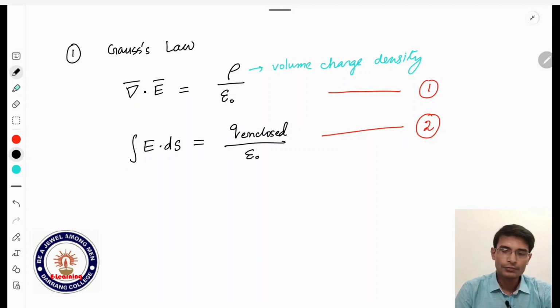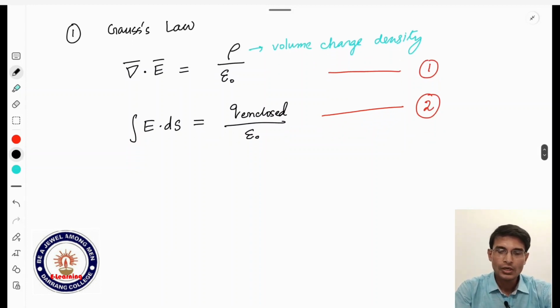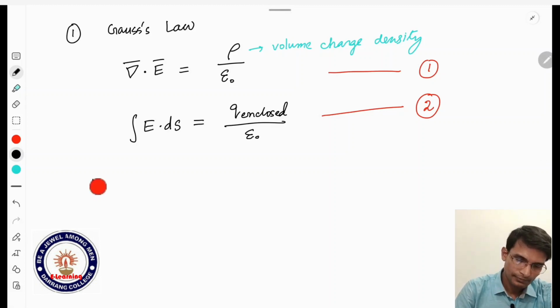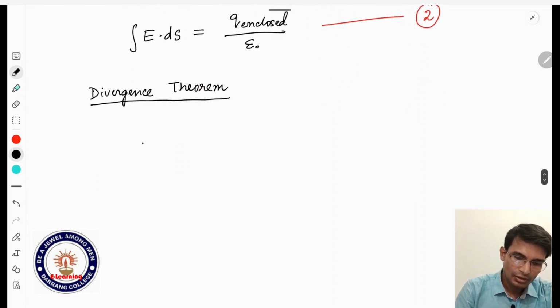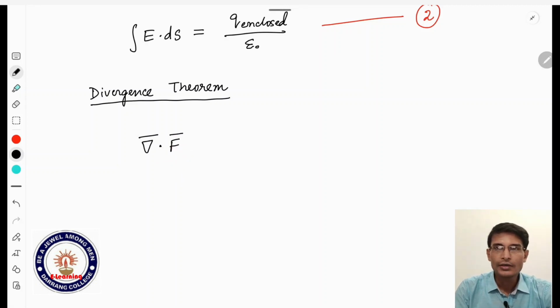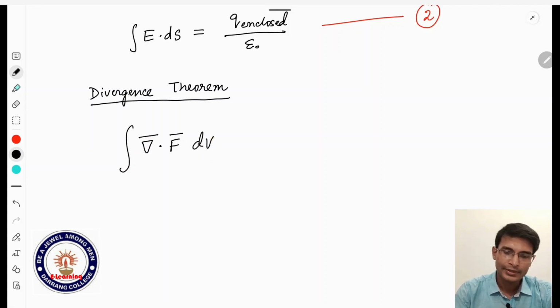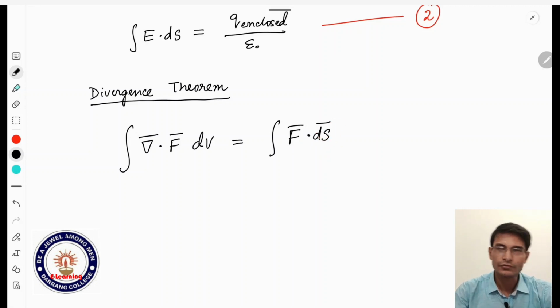Now, before trying to see the equivalence, we'll have to know about the divergence theorem. What the divergence theorem says is that, considering any vector f, if we integrate the divergence of that vector over a volume V, then this is equal to the integral of that vector dot dS.